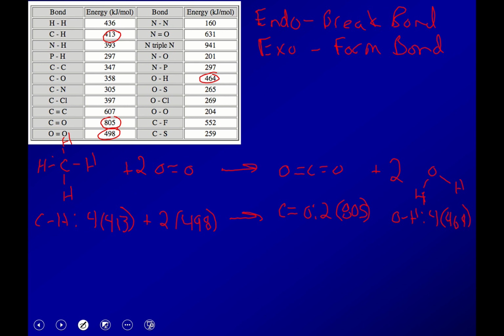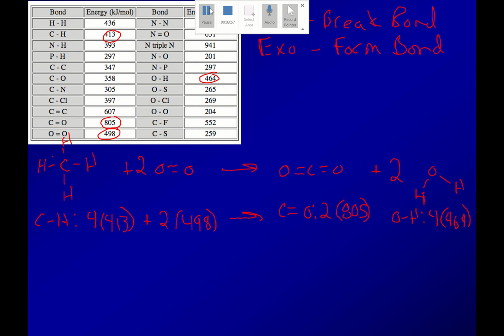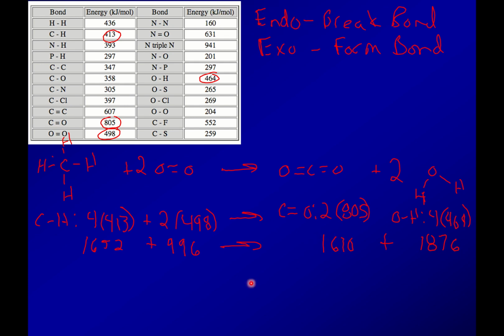Okay, so next step, we can multiply each of these out. I'm going to multiply them out, and then they'll appear. Okay, so I just went ahead and simplified ours. Here is the entire bond energy for CH4. Here's the entire bond energy for the 2 oxygen molecules. 1610 is for the carbon dioxide molecule. 1876 is for the water molecules.